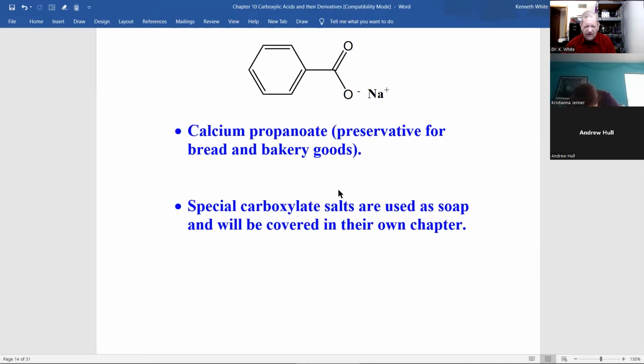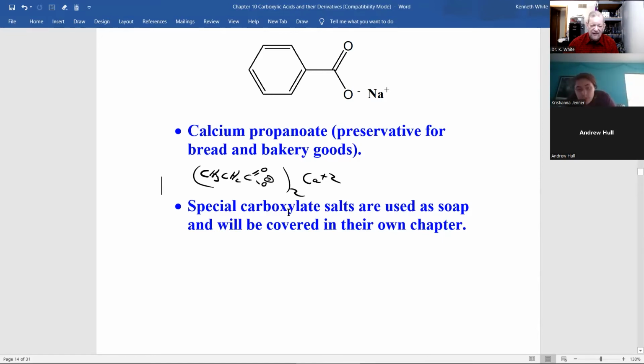And the structure, which you don't have to know, but I do, so I'll write it for you, just in case you are interested. Calcium is the divalent cation, and this is calcium propanoate, and it's what preserves bread and other bakery goods from going moldy in a day or two or three. How that works, I have no idea. I know how to make it, but how it inhibits mold, I have no idea.